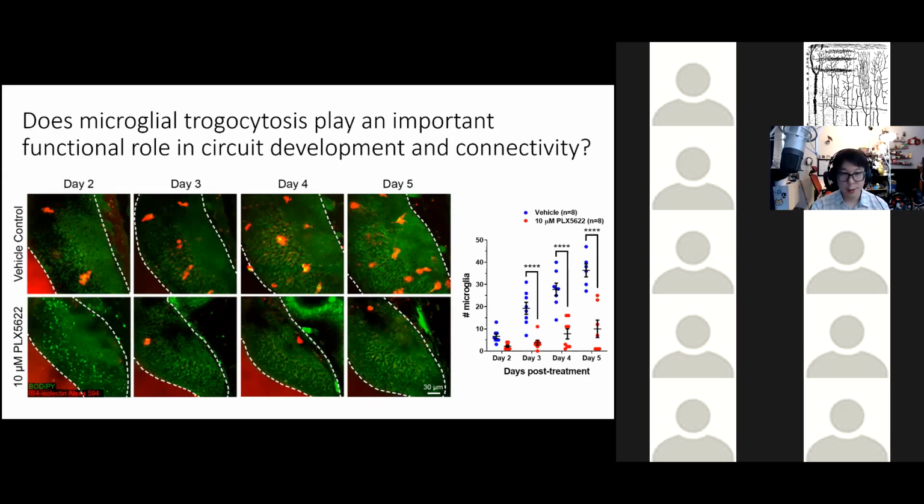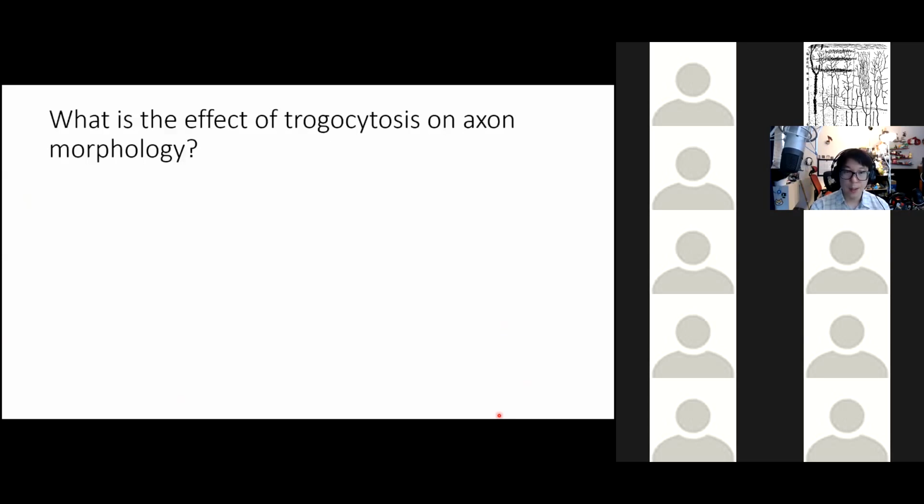Without colony-stimulating factor 1 receptor activity, microglia cells undergo apoptosis. Thus, we see a reduction in microglia numbers when the animals are reared in a solution containing PLX5622, as you can see here. So now we can ask the question, what is the effect of microglial depletion on axon morphology?